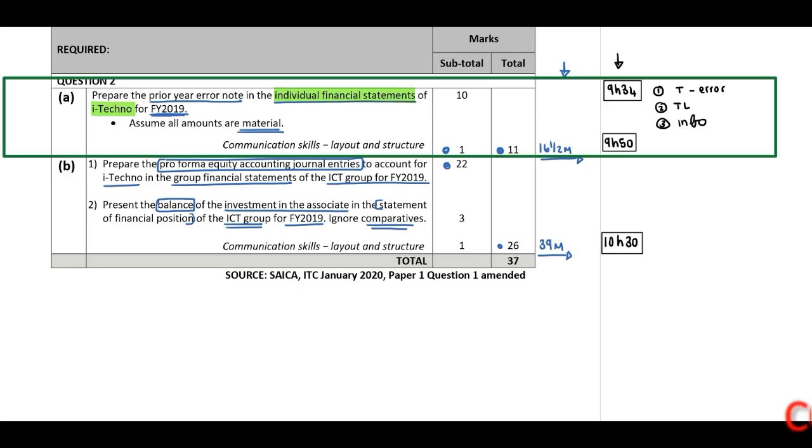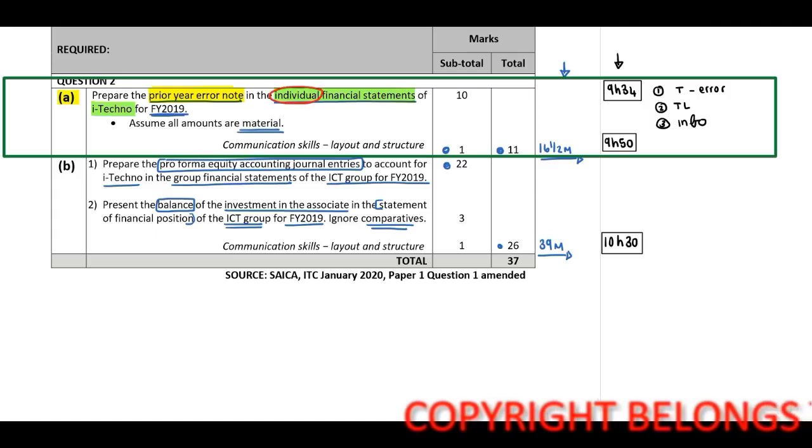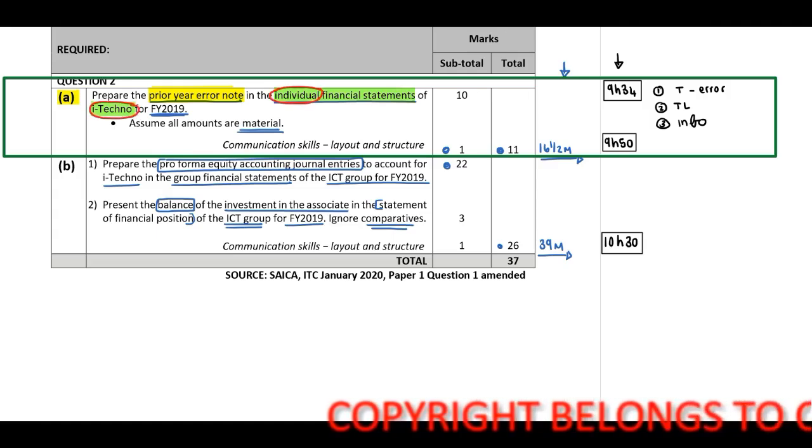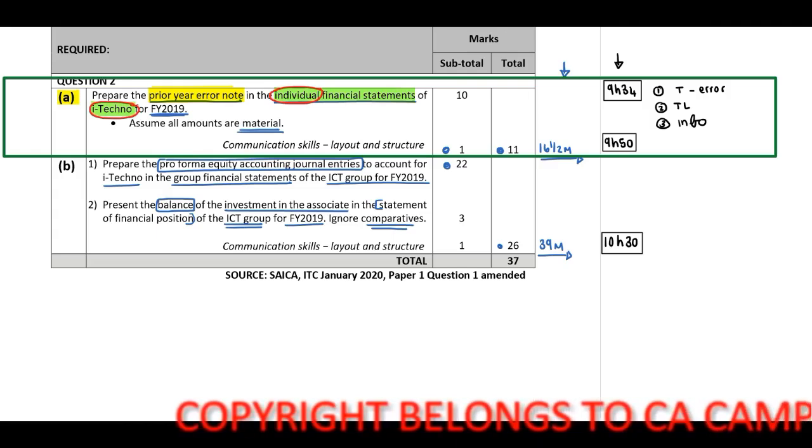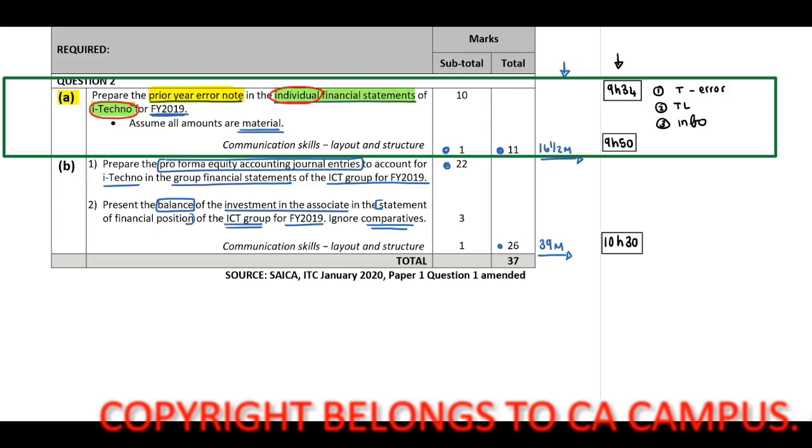Right, let's have a look at requirement A. We need to prepare the prior error note in the individual financial statements of Techno for 2019. 10 marks. Now, when you look at this, it is a recent SICA question in terms of 2020.